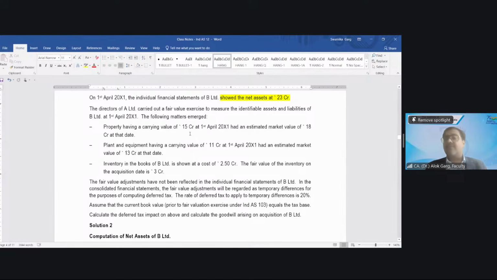That is what will happen, right? What is my fair value of net assets? 23 plus 3, 26. Because 15 is already included in this, so I should include 18. So I should increase by 3, right?